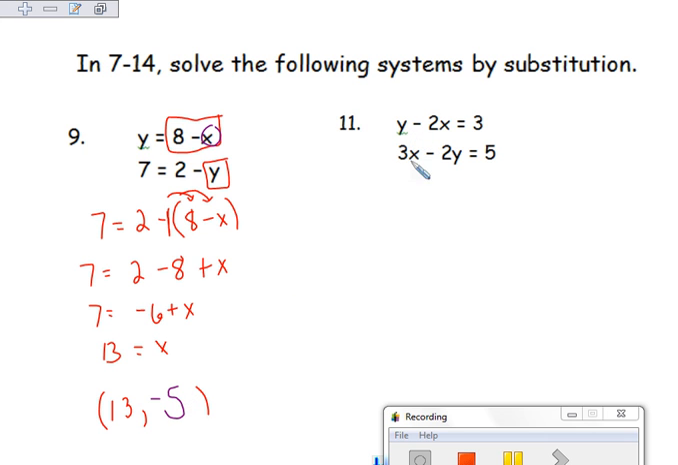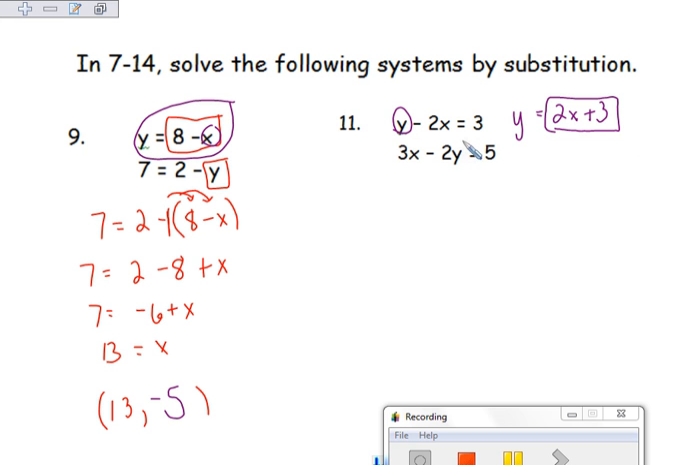Number 11 does not have an equation solved like we did over here. So we have to find an easy equation to work with. And I think this y is the hint. Because it's by itself, it doesn't have a coefficient like the 3x and the 2y, so I think it's going to be easiest to solve this equation for y. And I'm going to add 2x. And I get y equals 2x plus 3.